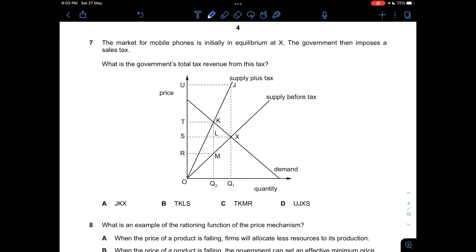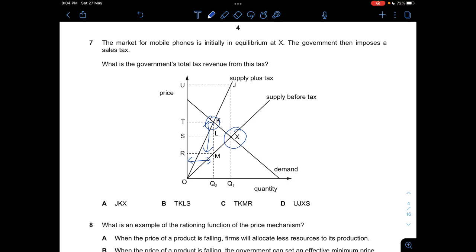Okay, so for question 7, the market for mobile phones is initially in equilibrium at X. The government then imposes a sales tax, and what is the government's total tax revenue? So originally the quantity is at Q1 and S, so it's at this point. Then it shifted to K, which is Q2 and T. So we need to calculate it by calculating the distance between the price before tax and the price after tax, which is KM. And then the area, which is RM, from 0 to quantity 2. So we look at which one will be the answer here.